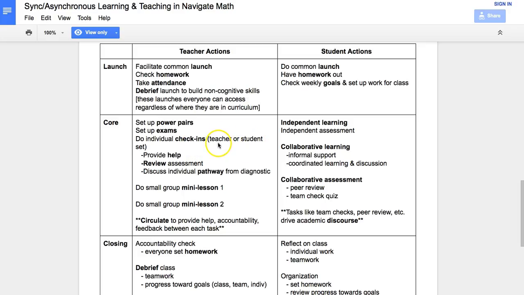Sometimes the teacher looks at the data and can identify 2 to 3 people to check in with very briefly. Other times the students request. They can do these individual check-ins to provide quick help, perhaps review an assessment, or to discuss the individual pathway from the diagnostic and any potential necessary adjustments. This all happens perhaps within the first 10 minutes of class, although this entire model is flexible and modular depending on need.